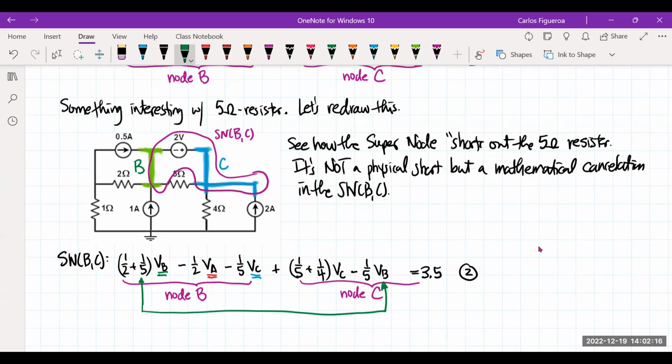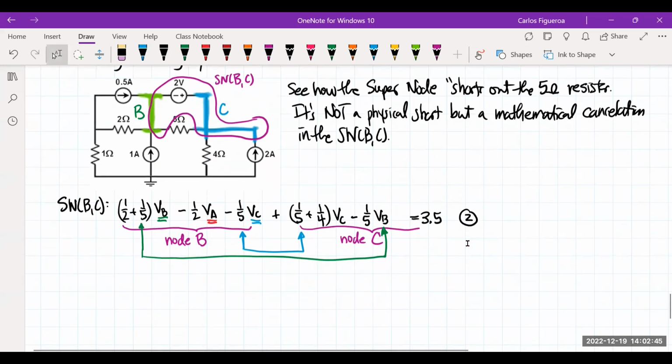So you're seeing a cancellation between the fifths between VBs, and then the other one I want you to pay attention to is this cancellation here and here. So that resistor between B and C drops out of the whole calculation when you're looking at the mutual resistances and the primary resistances. So what this does is reduce the supernode equation between B and C.